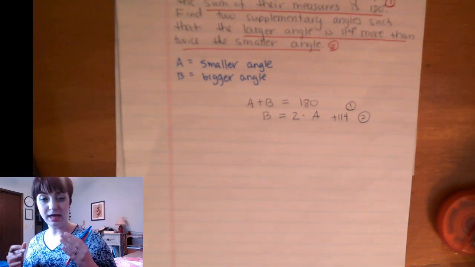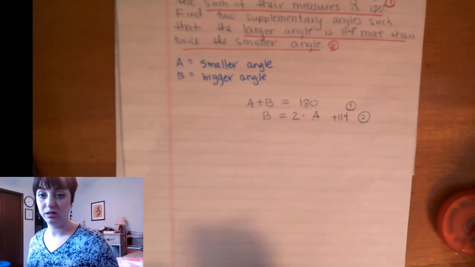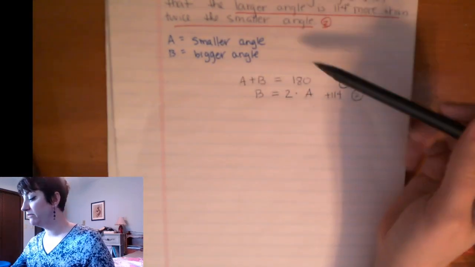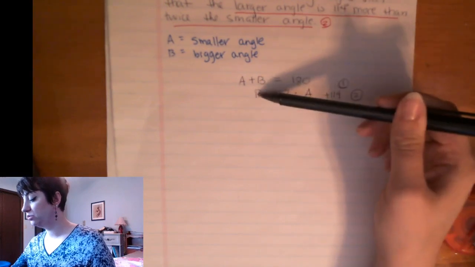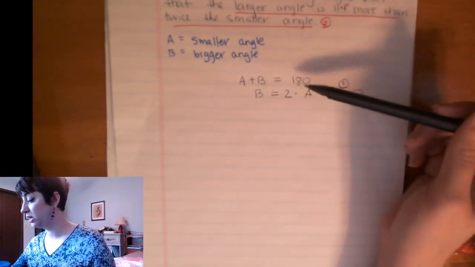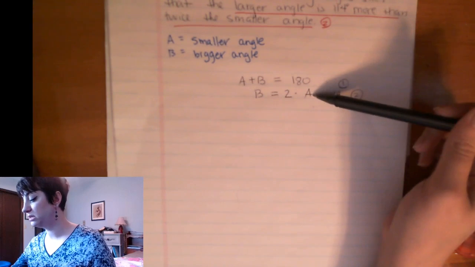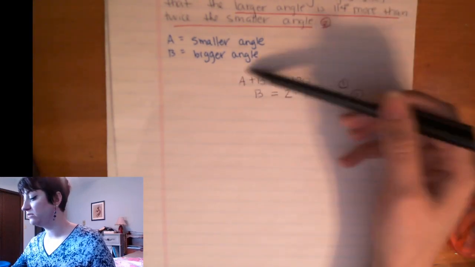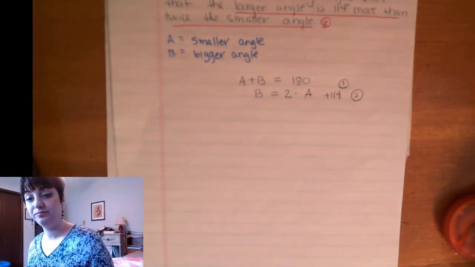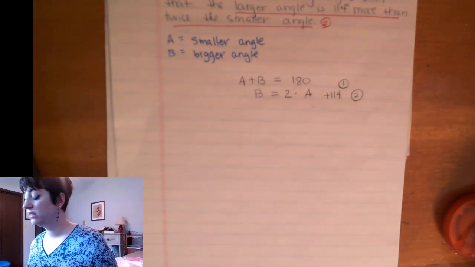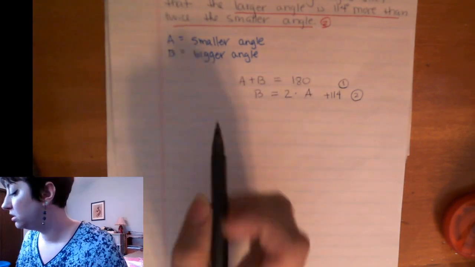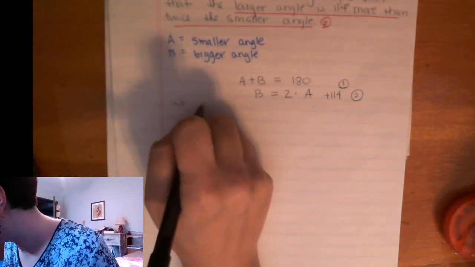So this is exactly like that garden problem I was talking about at the beginning of the section at 8R1. I've got a relationship between the two. The larger angle is 114 more than twice, and I have a constraint on them, the fact that they have to add up to 180. All right, so with these, substitution is a pretty natural choice because I already have B equals. So we proceed by substitution.